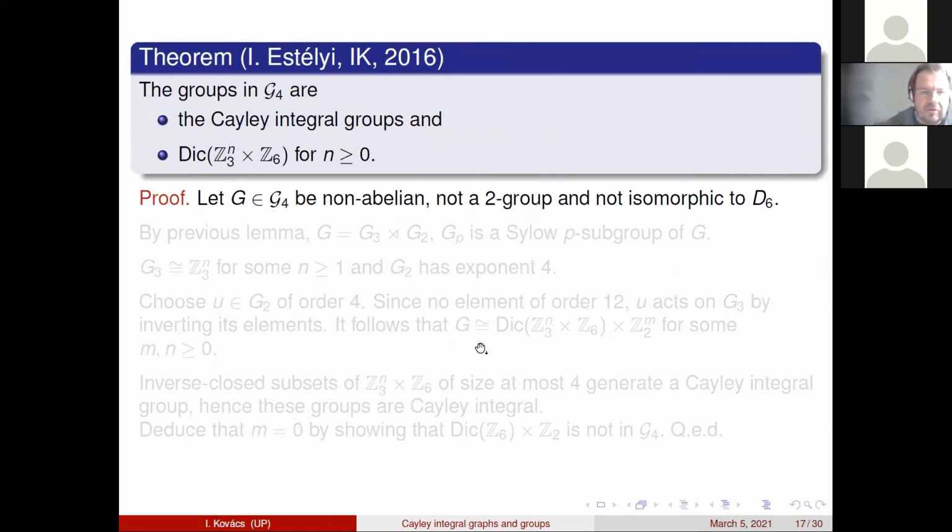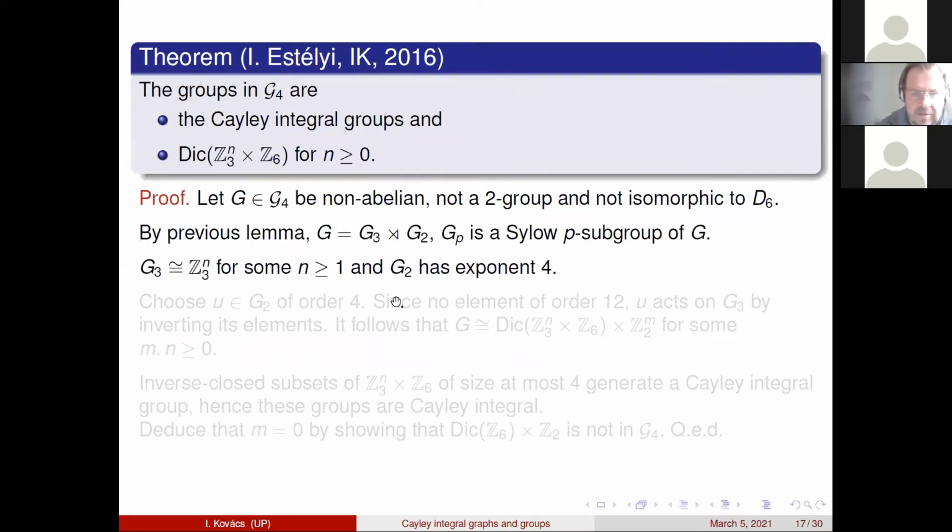Okay, so we can prove our theorem. We want to show what the groups in G4 are. So we can assume that G is non-abelian, not a 2 group, and not isomorphic to D6. Under this condition, the previous lemmas tell us that we can write our group as a semi-direct product, where I denote by GP the P subgroup.